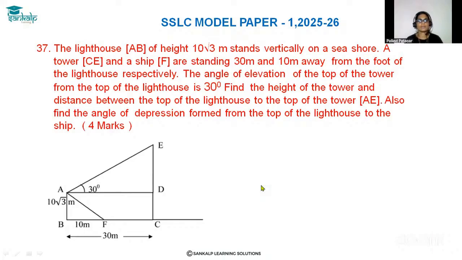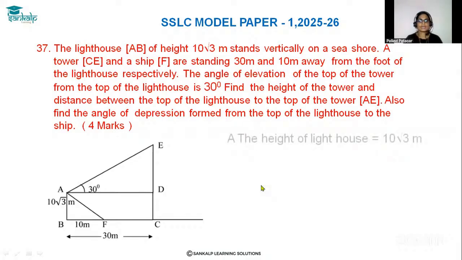The lighthouse AB of height 10 root 3 meter stands vertically on a seashore. A tower CE and a ship F are standing 30 meter and 10 meter away from the foot of the lighthouse respectively. The angle of elevation of the top of the tower from the top of the lighthouse is 30 degree. Find the height of the tower and distance between the top of the lighthouse to the top of the tower AE. Also find the angle of depression formed from the top of the lighthouse to the ship.